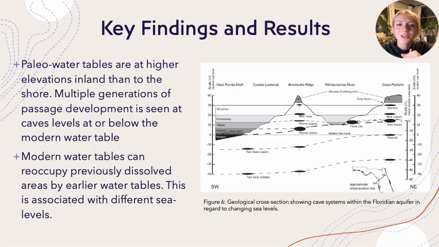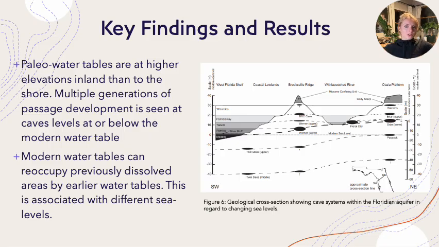Due to the factor that paleo water tables are not horizontal, the paleo water tables are higher in elevation further inland. Cave levels that are either below or at modern water tables were shown to have multiple generations of passage development. This is shown to potentially be the case for some air-filled caves. These caves occur at elevations from 12 to 15 meters above sea level. However, they remain partially flooded.